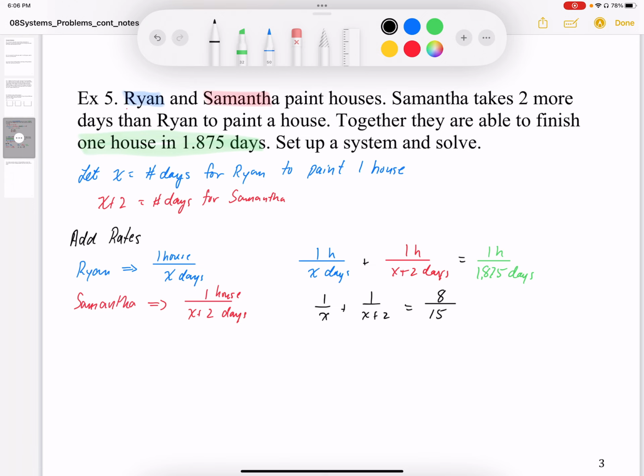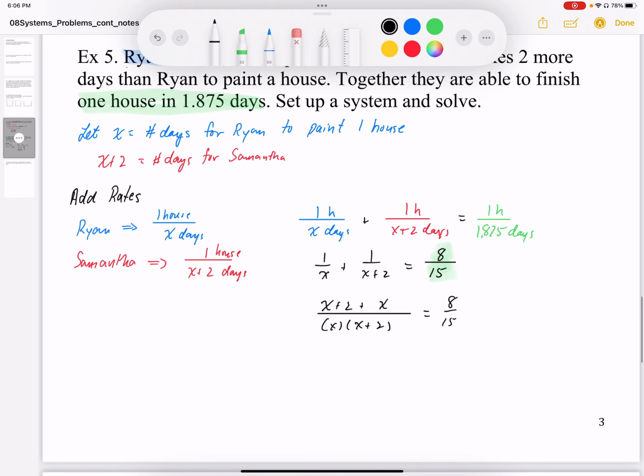Okay, so that's what that looks like as a fraction, and maybe I'll just highlight that so that you can see where that came from. Okay, and then to solve this, I'm just going to get a common denominator. I'm going to multiply top and bottom by x plus 2 on the left, and I'm going to multiply top and bottom by x on the right, and my common denominator is going to be x times x plus 2, and that's going to be equal to 8 over 15. Okay, simplifying this becomes 2x plus 2 over x times x plus 2.